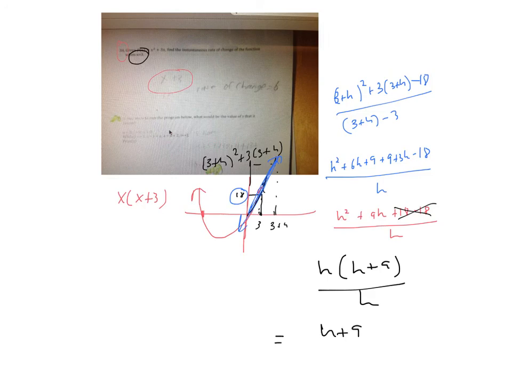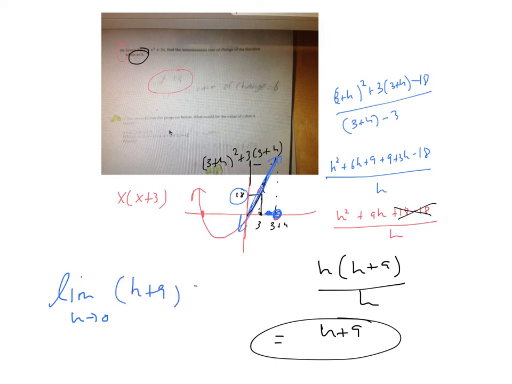But now what we want to do is let h get really, really close to 0, because we want this point here to approach that point. Then it's the instantaneous rate of change. So we're going to find the limit as h goes to 0 of h plus 9, and that just equals 9. So that should have been your value.